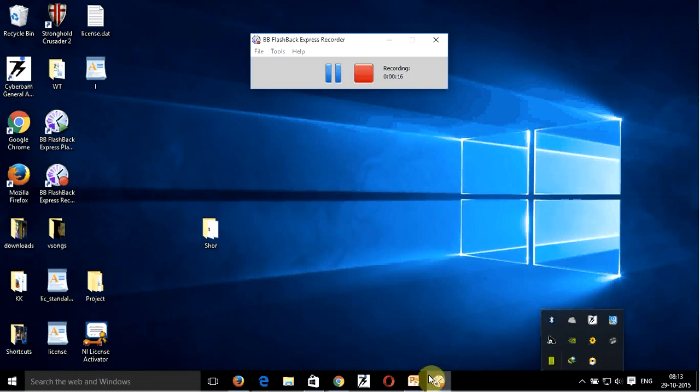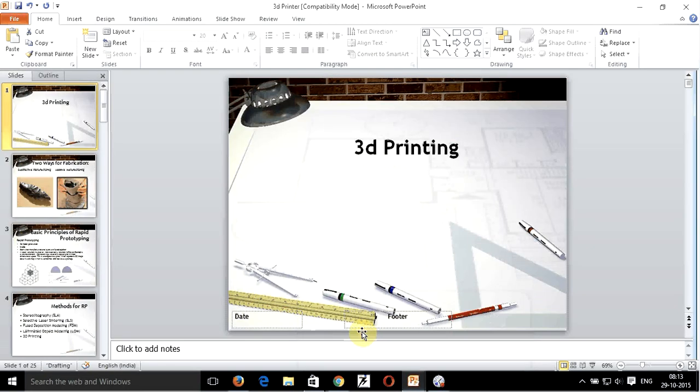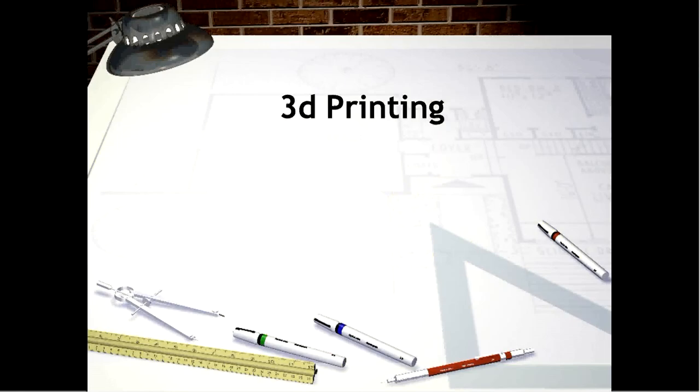Hello, good morning everyone. Here I am explaining 3D printing. It is too difficult to know about 3D printing. It is the latest technology. Actually, when you go to the internet, there are lots of things available, but you are not able to understand it properly. So here I am explaining 3D printing.